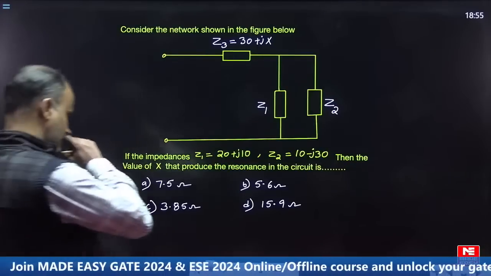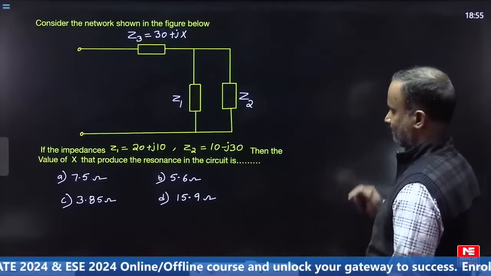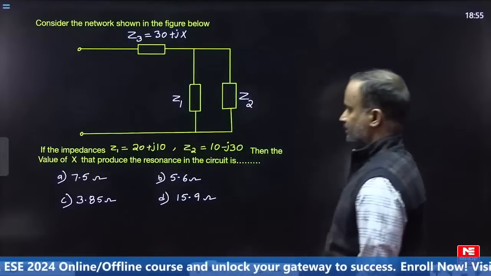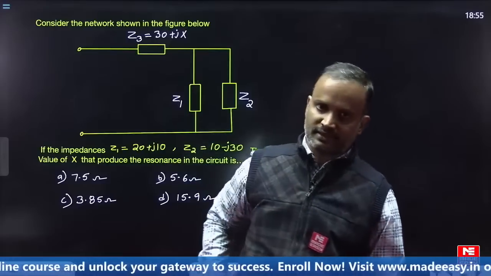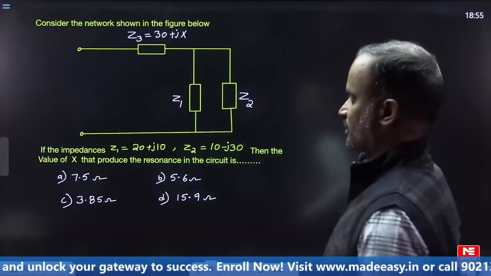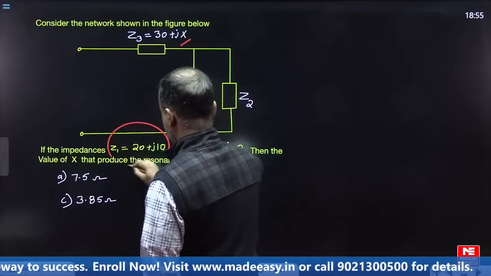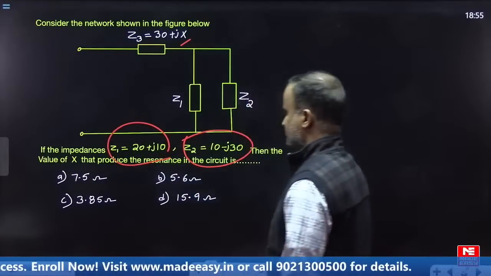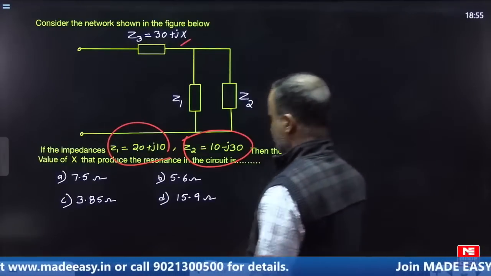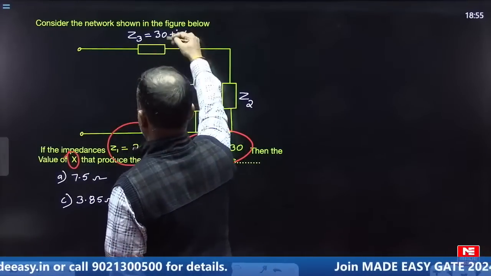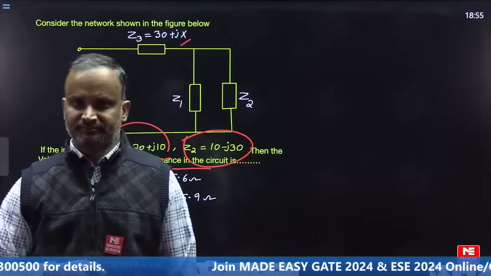Okay, let's go, can you read this question. See, in the question Z3 is given as 30 plus Jx. Now the reactance value is unknown in Z3. Z1 complete information is given, and Z2 also has complete information given. What is asked is to find the X value, the reactance value, and you have the statement for the resonance condition.